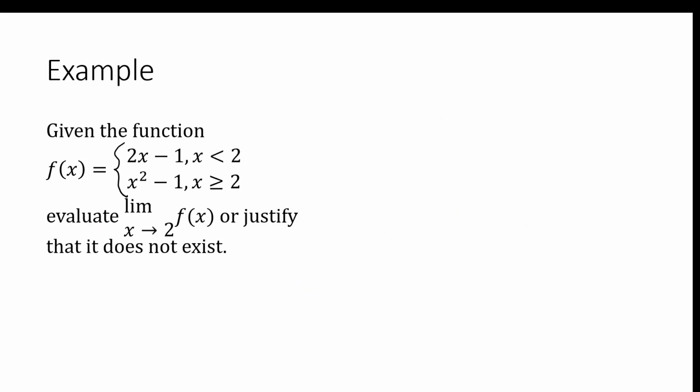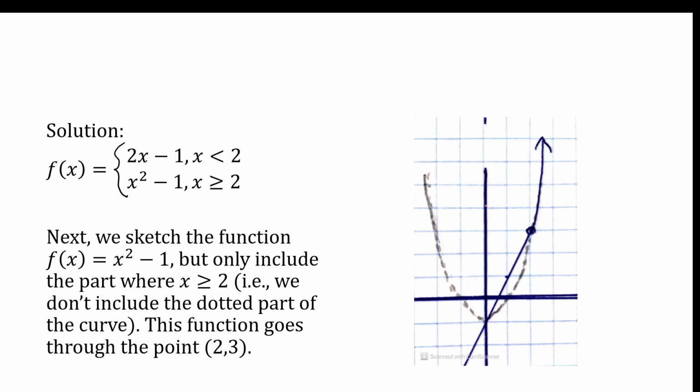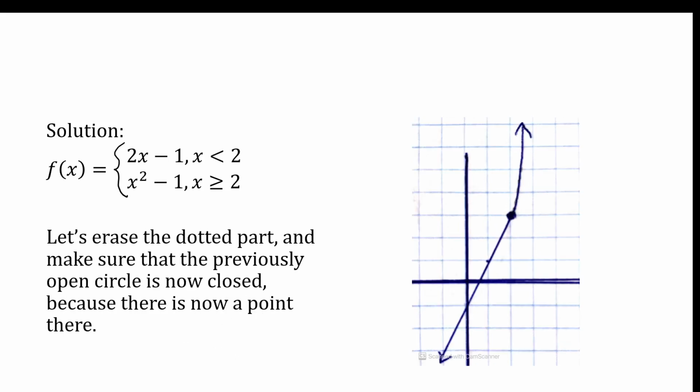Now, what if we're given the function shown here? Okay, well, the function f of x equals 2x minus 1, x less than 2, looks like what you see on your screen. If we want to graph the function y equals x squared minus 1, it would look like the parabola shown, but of course we're only supposed to keep the part to the right of 2 and including 2. So we end up having an open circle and then a closed circle right on top of it. So the function looks like what you see there.